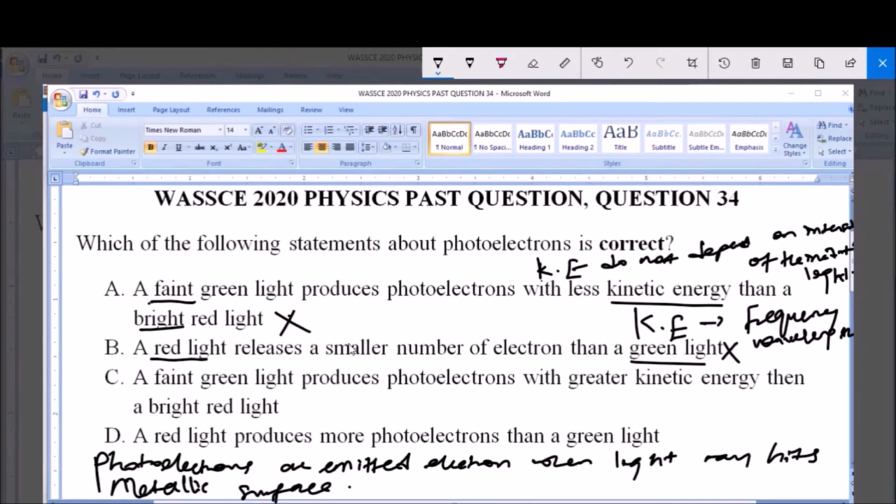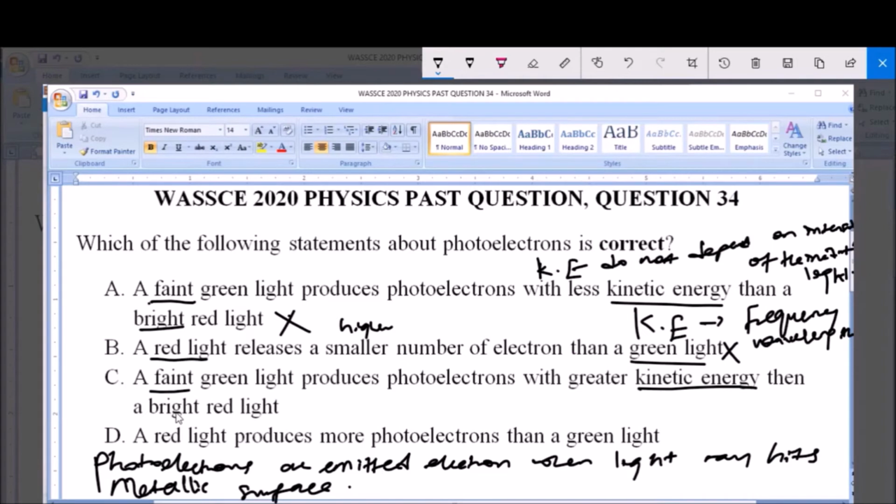It will give a higher number of electrons than a green light. So this option is wrong. Now C says a faint green light produces photoelectrons with greater kinetic energy than a bright red light. Now I said already that the kinetic energy of these photoelectrons does not depend on the intensity at all.